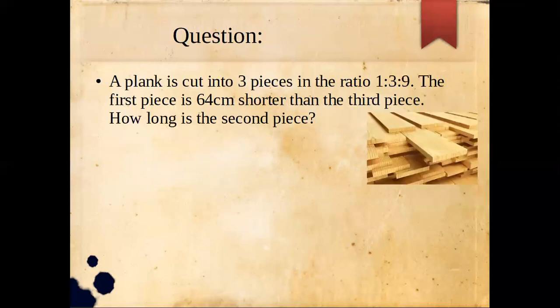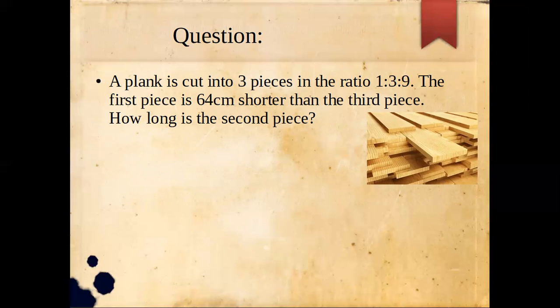Okay, so a question for you to try now. A plank of wood is cut into 3 pieces in the ratio 1 to 3 to 9. The first piece is 64 centimeters shorter than the third piece. How long is the second piece? So this is not how long the whole thing is this time. You have to work out how much one part is, then work out how much the second part is. Good luck. Pause the video and have a go.